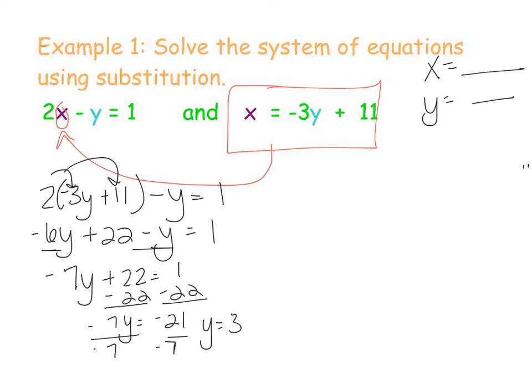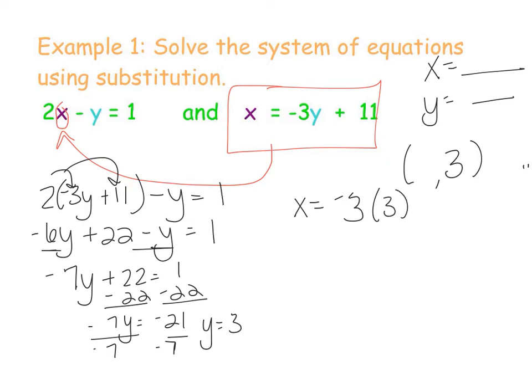Now remember, when we find a solution, we're looking for an ordered pair, right? We're looking for that ordered pair where these two lines would intersect. So in my ordered pair answer, I have found the y coordinate. I know that y equals 3. Now I need to find the x coordinate. So I'm going to go back to that original equation that says x equals negative 3y plus 11, and I'm going to plug in what I now know. X equals negative 3 times, and instead of y, I'm going to plug 3 in, right?